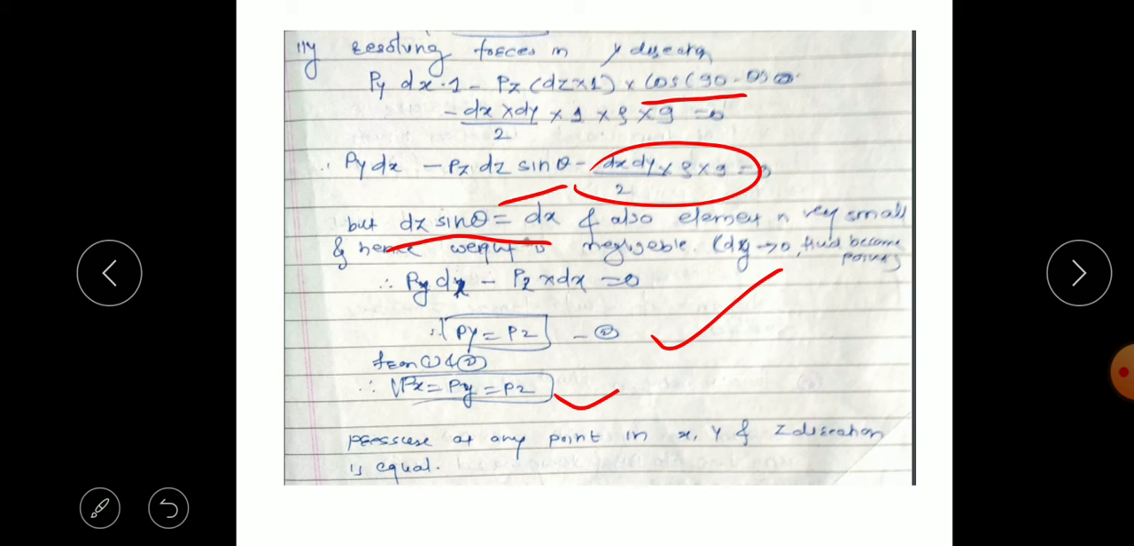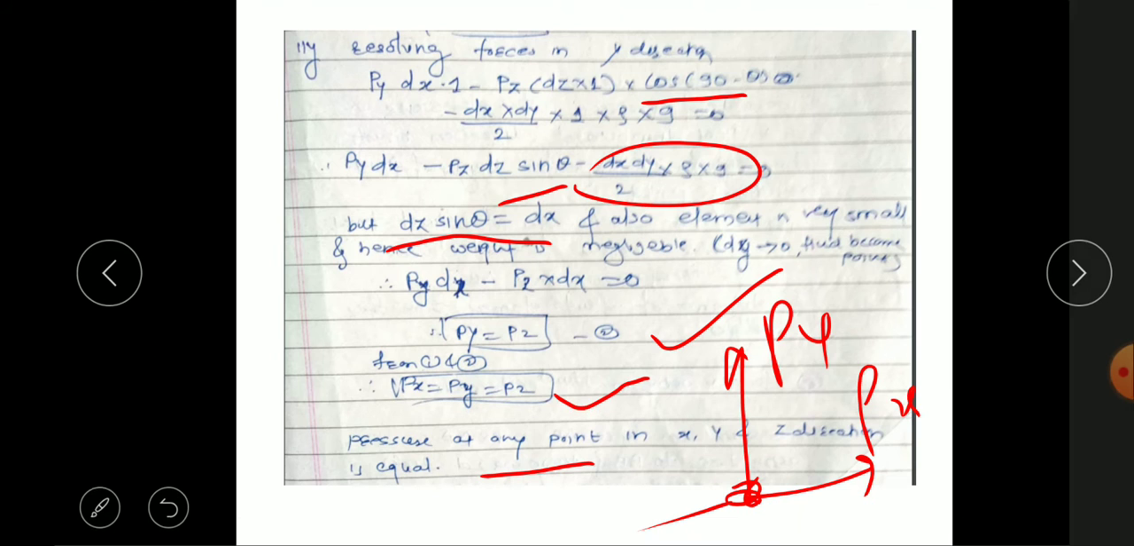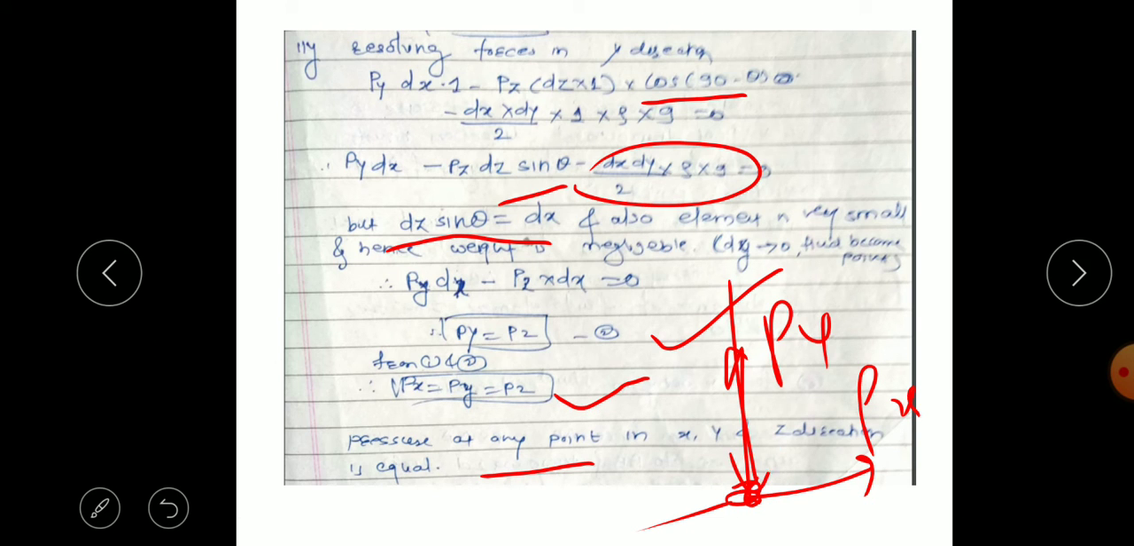So from equations 1 and 2, px is equal to py is equal to pz, that is, the pressure at any point in the xyz directions is equal in a static fluid. That is, in a static fluid at this point the pressure along the y direction, along the x direction, and along the z direction is the same. Means when you apply a pressure at a point, it will be equally transmitted in all directions.